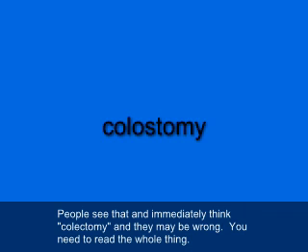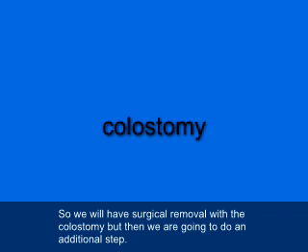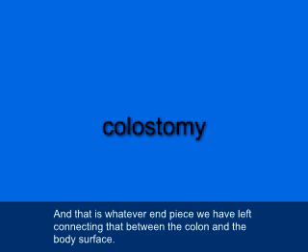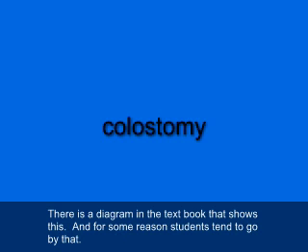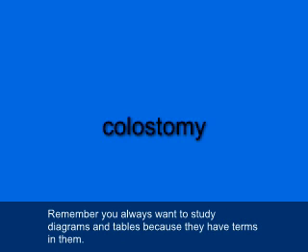People see that and immediately think colectomy, and they may be wrong. You have to read the whole thing. So we'll have surgical removal with the colostomy, but then we're going to do an additional step, and that is whatever end piece we've got left, connecting that between the colon and the body surface. Now, the other thing that we have to look out for is that colostomies are named for the part of the colon removed. There's a diagram in the textbook that shows this, and for some reason, students tend to go by that. Remember, you always want to study diagrams and tables because they have terms in them.